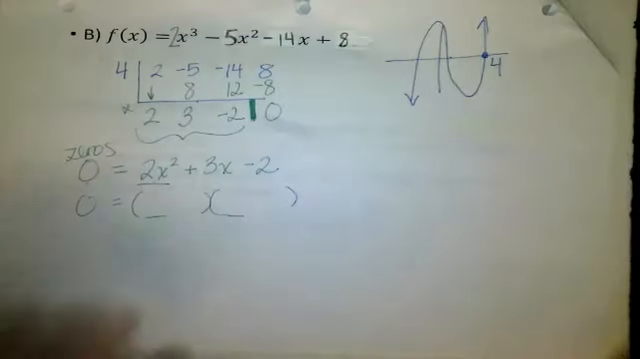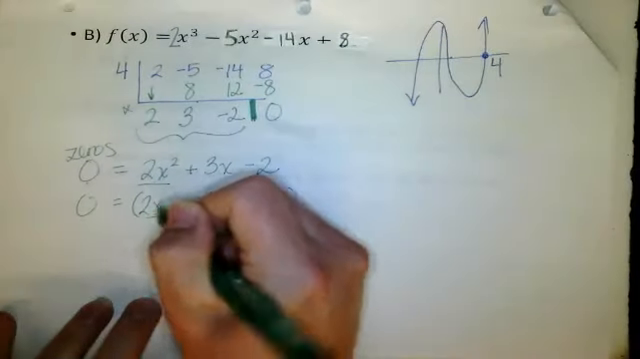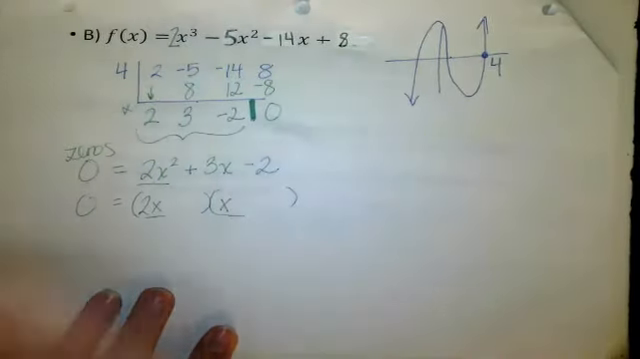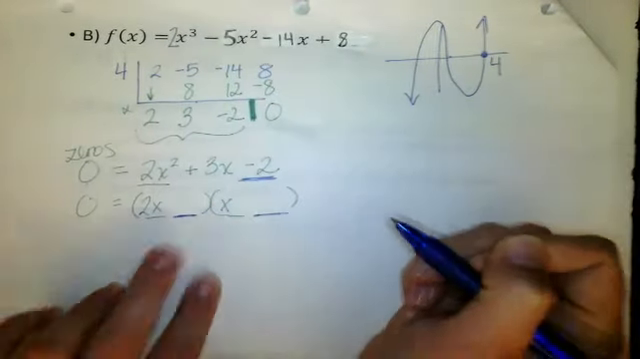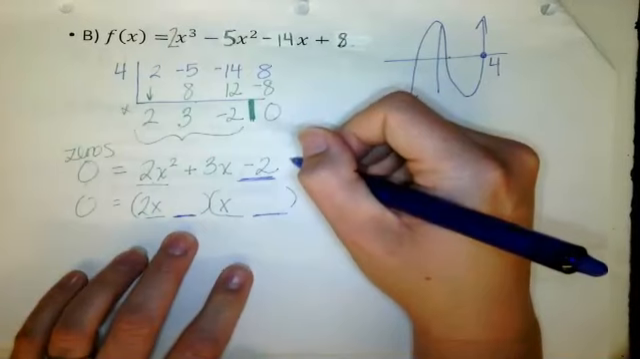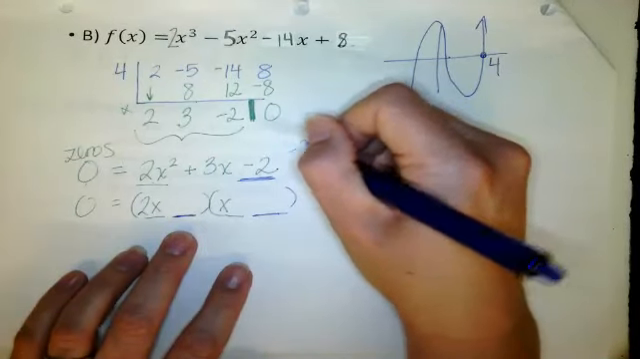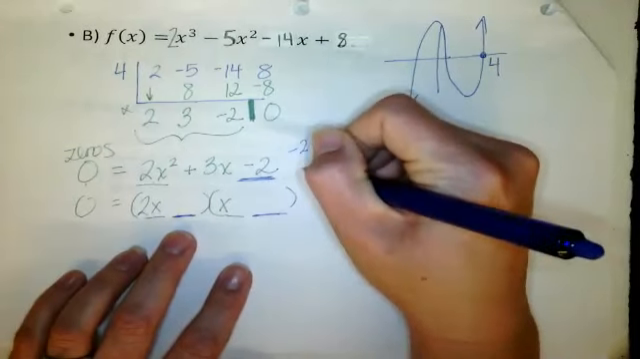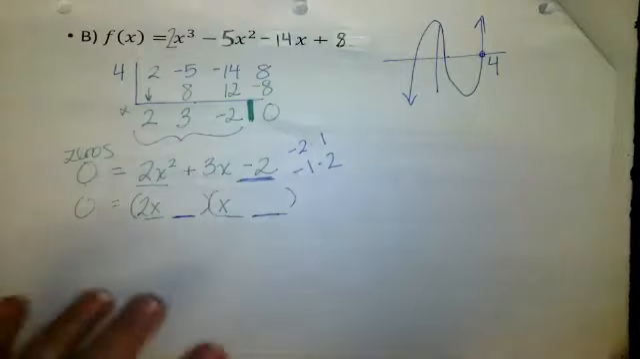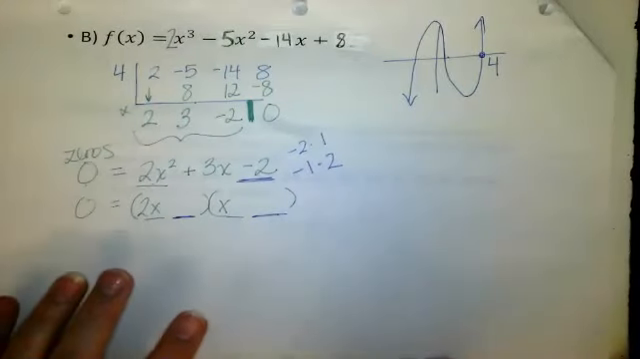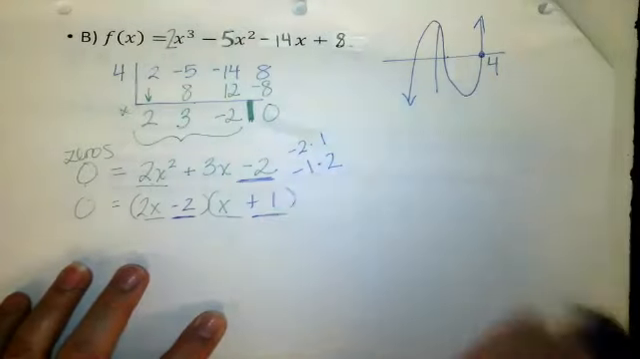First times first gives me the first thing. What times what gives me 2x squared? 2x times x. And then last times last has to give me the last thing. What times what is -2? -2 times 1 or -1 times 2. And we can change the order of those things as well. So I'm going to try -2 and a +1.